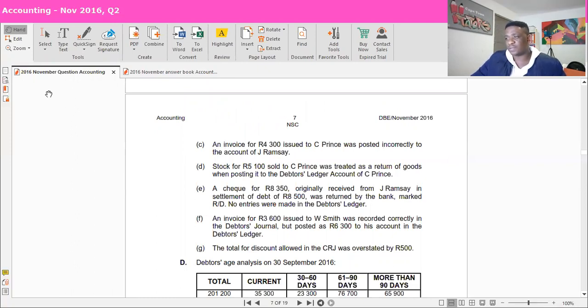And then lastly, the total for discount allowed in the CRJ. So it's not specific to a certain debt, so we don't have to do anything about that.